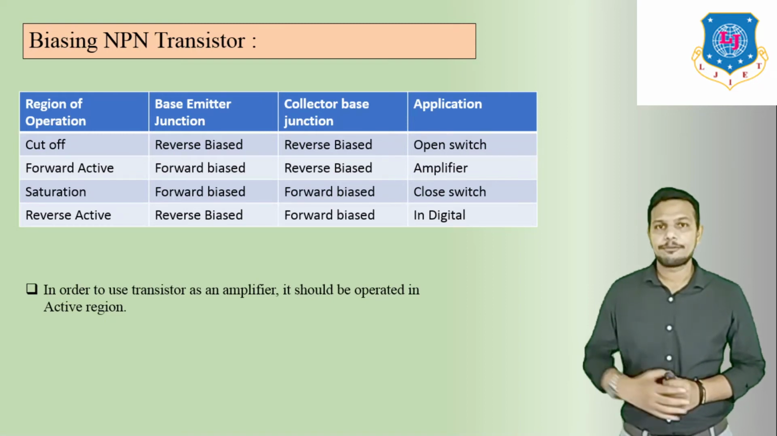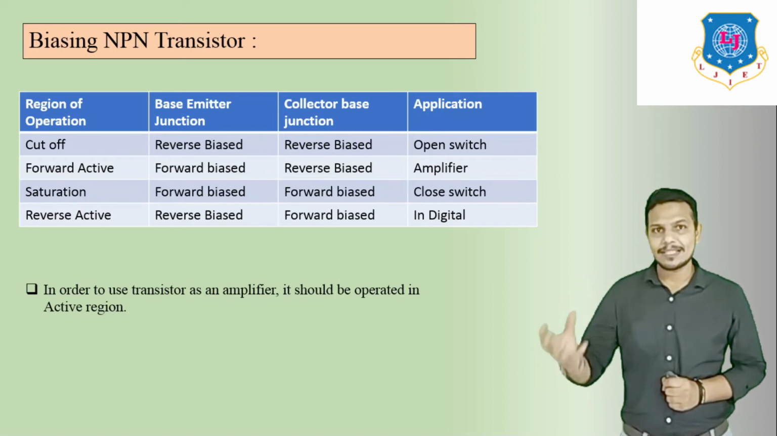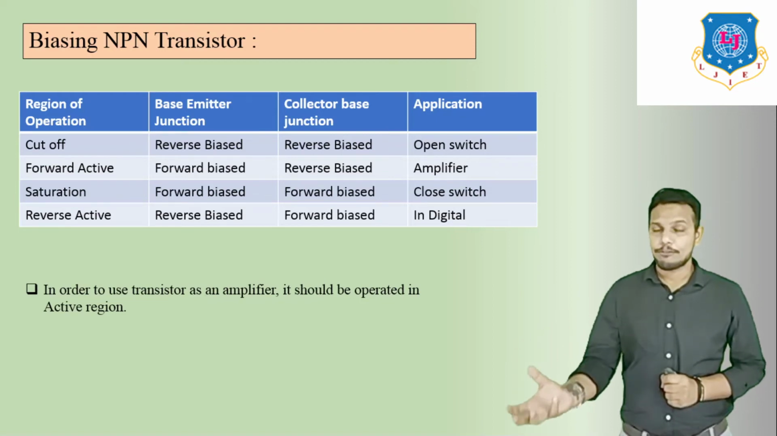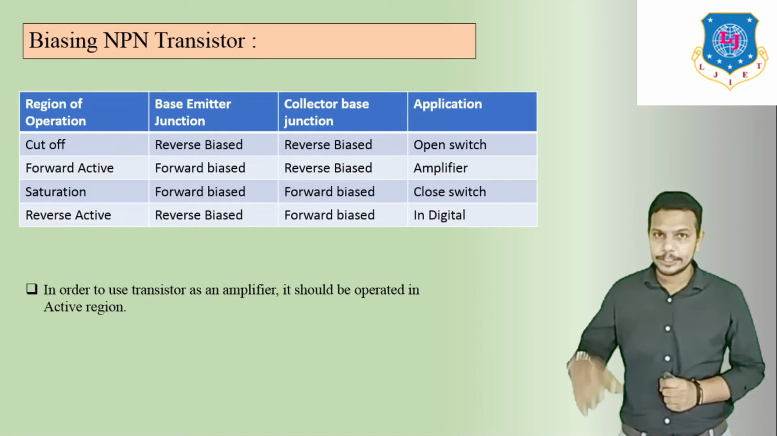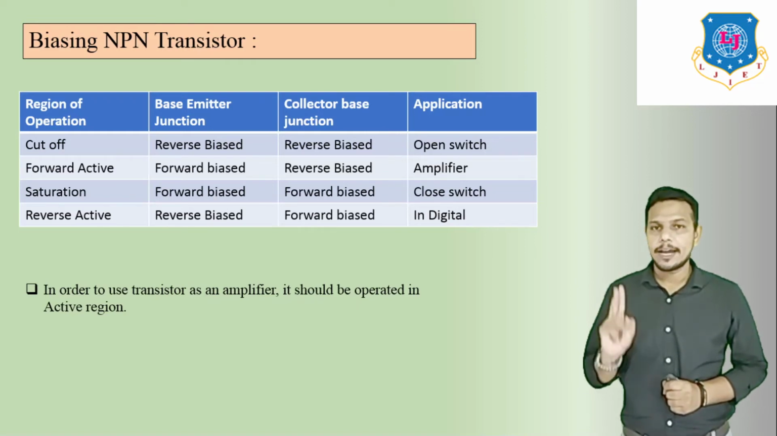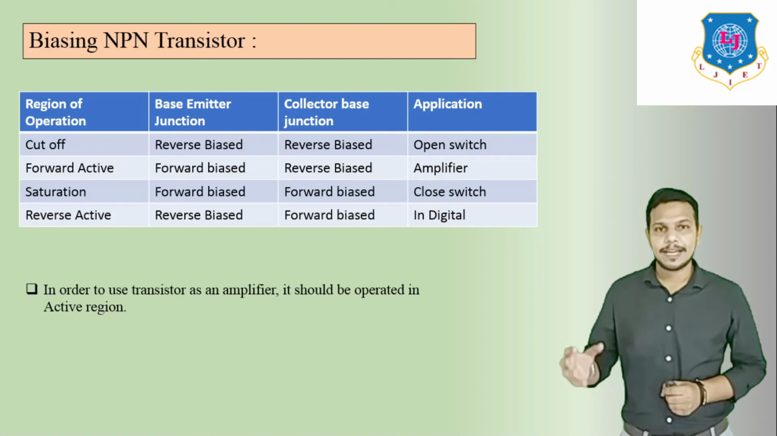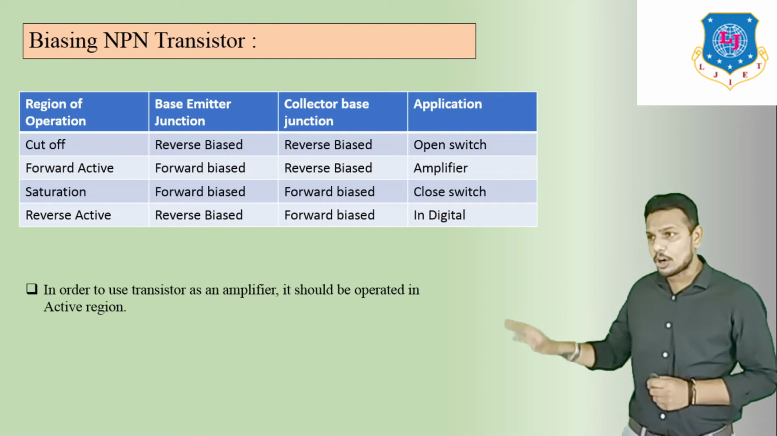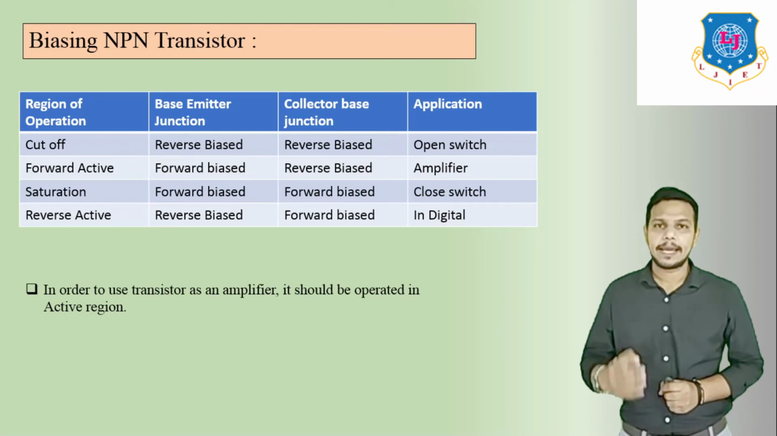And last, if the base-emitter junction is reverse biased and the collector-base junction is forward biased, it becomes the reverse active region. It is used in digital. So in this chapter we are discussing only three regions: cutoff region, active region, which is the forward active region, and saturation region. Here we can see the transistor as an amplifier. In order to use the transistor as an amplifier, it should be operated in the active region.